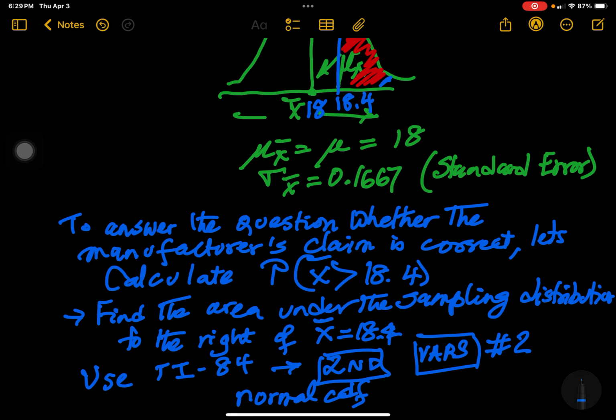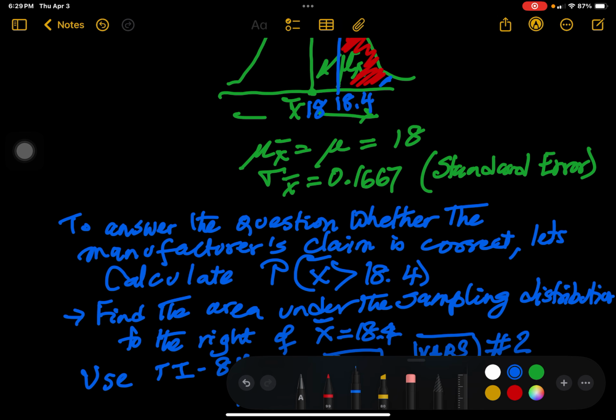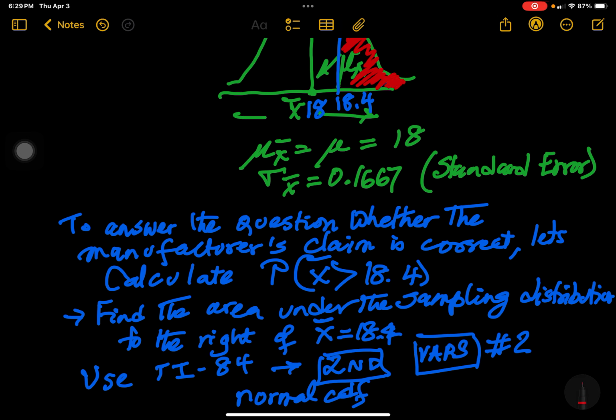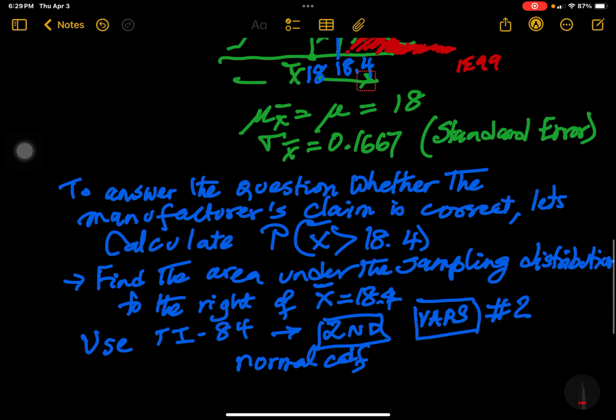No, we are going to change it to red. And we go all the way to infinity. Remember, this curve stretches to infinity, or a very large number on the right. This is important. So the lower boundary will be where we are starting our calculation from, 18.4.